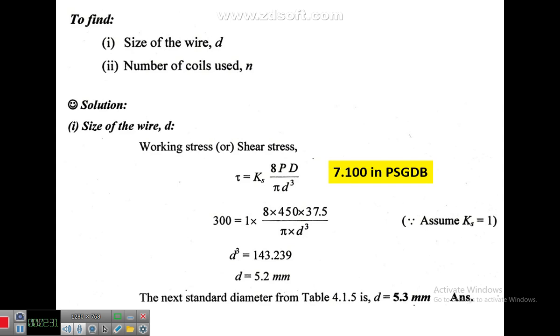On page number 7.100 in the PSG data book, you have the formula for shear stress, that is working stress, as tau equal to Ks × 8PD / πd³. Substitute all the given values like the diameter, the load, and the shear stress. You can get the wire diameter as 5.2. So we are going to choose the nearest value from the table, so it's going to be 5.3 mm.